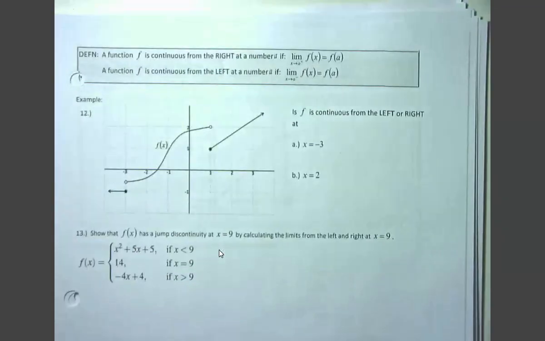Definition. A function f is continuous from the right at a number a if the limit as x approaches a from above of f of x equals f of a. And a function is continuous from the left at a number a if the limit as x approaches a from below of f of x equals f of a.